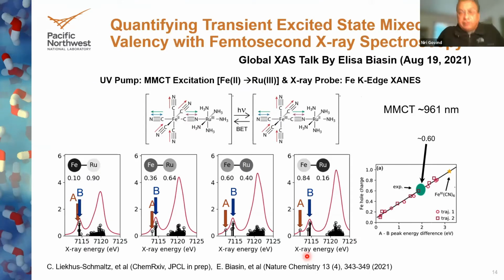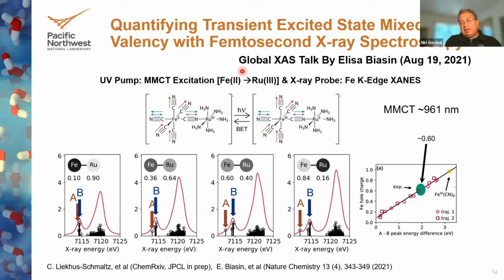So moving on to another system that we've been looking at recently with Munira Khalil and her group at the University of Washington. I point you to another global XAS talk by Elisa Biasin a little bit over a month ago, where Elisa talked about the same system, which is this iron-2 ruthenium-3 mixed valence complex in water, which undergoes a metal-to-metal charge transfer state followed by a very fast back electron transfer on the order of about 65 femtoseconds. And she talked about the ultra-fast scattering studies that we did on that work.